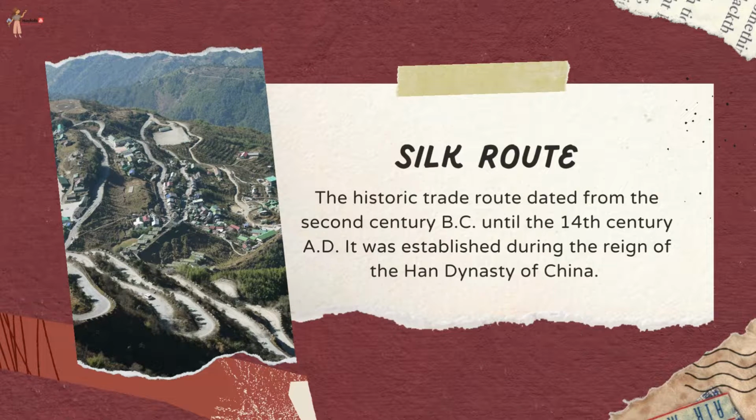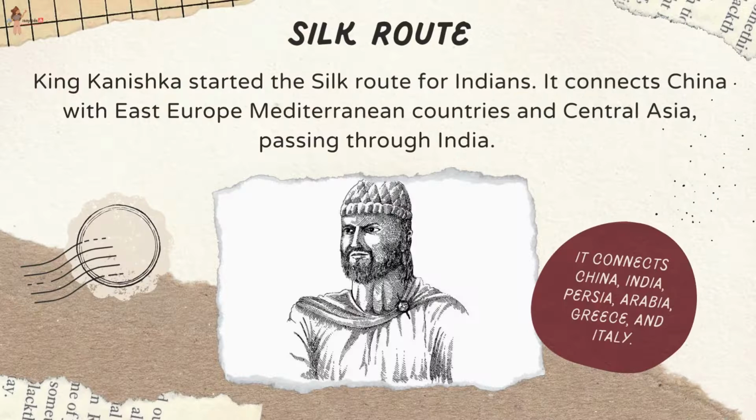Now let's talk about the Silk Route. The historic trade route, the Silk Route, dated from the 2nd century BC until the 14th century AD. It was established during the reign of the Han Dynasty of China. King Kanishka started the Silk Route for Indians.